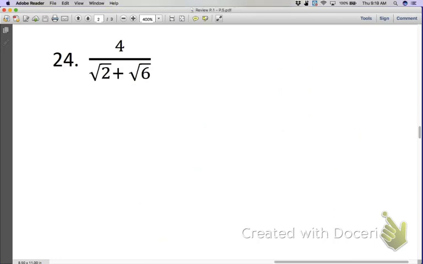Now we cannot have a radical in the denominator. So in doing this, I need to multiply the top and the bottom by the conjugate of the bottom, or of the denominator. So in doing that, I'm going to multiply the top and the bottom by the square root of 2 minus the square root of 6.